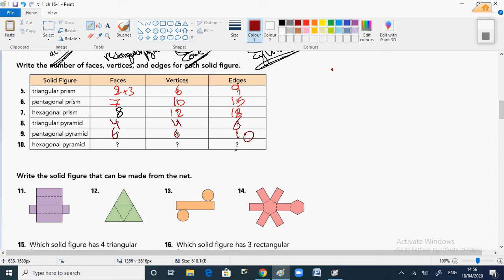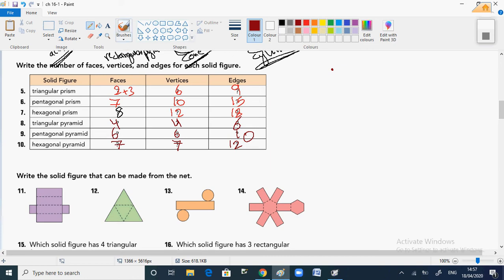Okay, for hexagonal pyramid, I have 1 hexagon base and I have 6 faces, that means we have 7. For vertices, again 6 with the base and 1 with the head, that means I have 7. For the edges, I have 6 edges in the base and 6 edges connected to the head, that means I have 12. Okay?